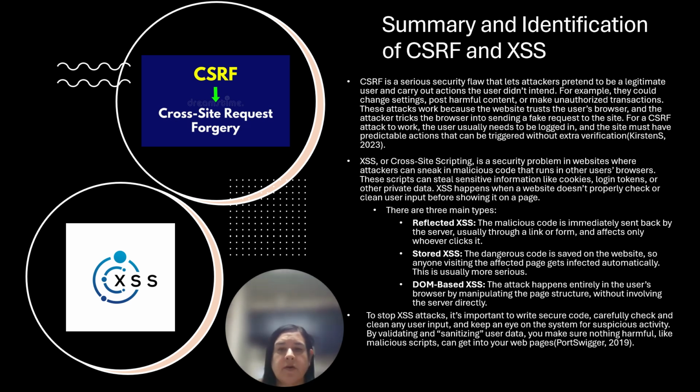CSRF is a serious security flaw that lets attackers pretend to be a legitimate user and carry out actions the user didn't intend. For example, they could change settings, post harmful content, or make unauthorized transactions. XSS, or cross-site scripting, is a security problem in websites where attackers can sneak in malicious code that runs in other users' browsers. These scripts can steal sensitive information like cookies, login tokens, or other private data.